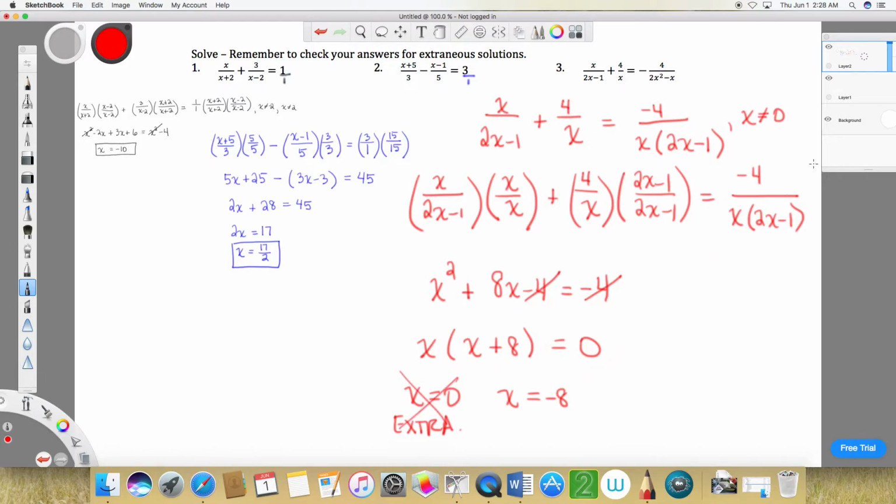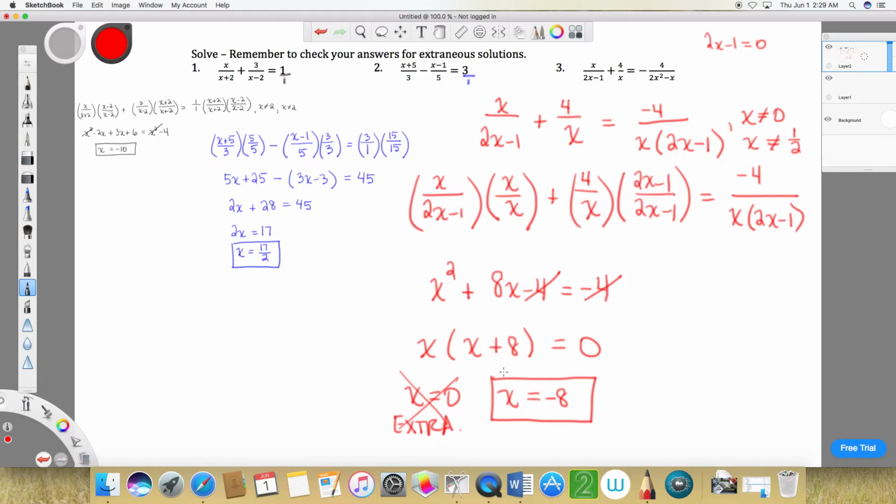So this -8, however, is going to be good, because the 2x minus 1, if you set that equal to 0, you would add 1 and divide by 2. We would have to throw out 1/2 as an answer and call it extraneous, but we didn't get 1/2, so we don't have to worry about it. Our final answer here for this number 3 is that x equals -8.